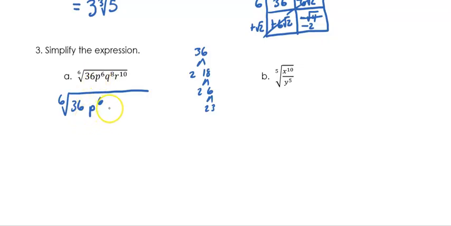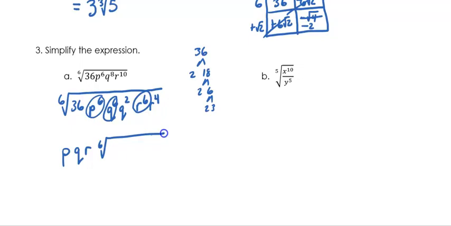Q to the 8th, I'm going to break up. I'm going to have Q to the 6th and Q squared. It still adds up to 8, but I pulled out 6 of them. And then R to the 10th, I'm going to break up into R to the 6th and R to the 4th. Still adds up to 10, but I pulled out 6. Now, these ones that are divisible by 6, these are the ones that are going to simplify. So if I have the 6th root of P to the 6th, that's just P. The 6th root of Q to the 6th is just Q. And the 6th root of R to the 6th is just R. Then left inside the 6th root, I have 36 Q squared R to the 4th.